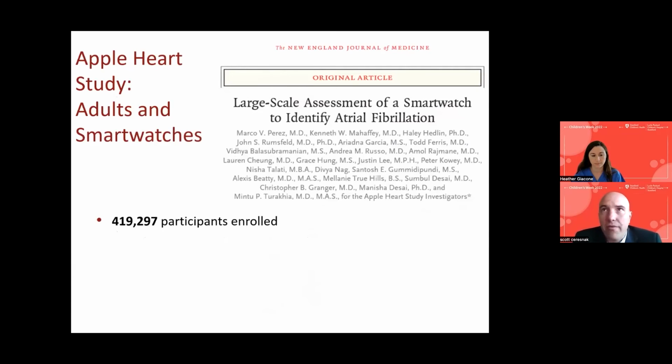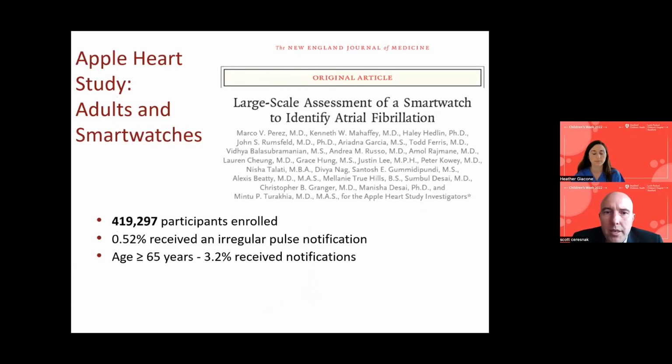So I wanted to step back for a second and just talk about wearables in general. Most of this data is in adults, but I think it is interesting and also pertains to our kids in many ways too. Many of you are probably aware of the Apple Heart Study. It was done by one of our colleagues on the adult side of Stanford, Marco Perez. It was a large-scale assessment of using the Apple Watch, really primarily to detect atrial fibrillation. They enrolled almost 500,000 participants, and about 0.5% received an irregular pulse notification while wearing the watch.